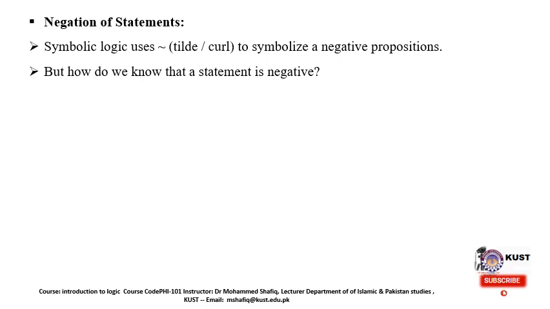If one were to say she is friendly, the negation of that statement would be she is not friendly. The symbol for negation is tilde or curl. It is placed in front of the statement to be negated, as in the example of not P in case of she is not friendly. P means she is friendly, not P or curl P means she is not friendly.